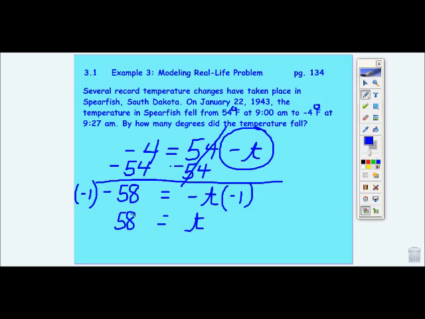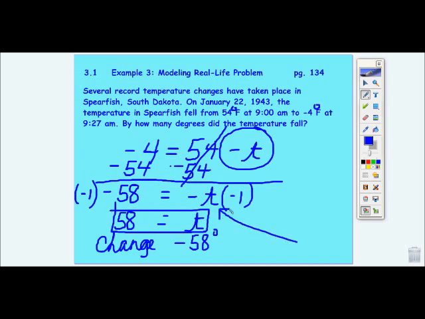Now, the last step then is, if I was going to answer this correctly, it was a 58 degree change, but it fell 58 degrees. So for the answer to the change in temp, it would be a negative 58 degrees. It fell 58 degrees. Okay, so this is the algebra part that I wanted to introduce, the negative variable, and then this is the final answer of change.